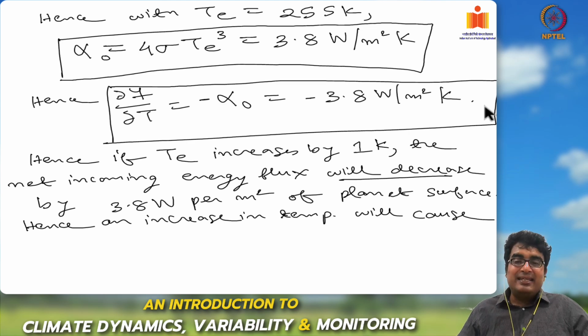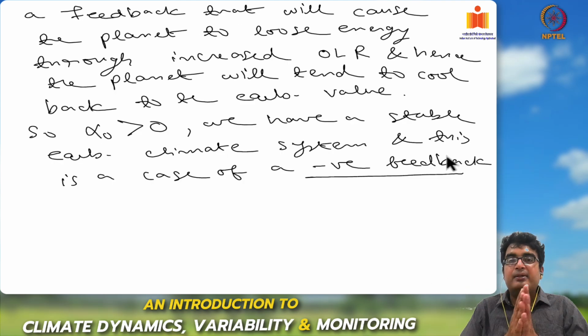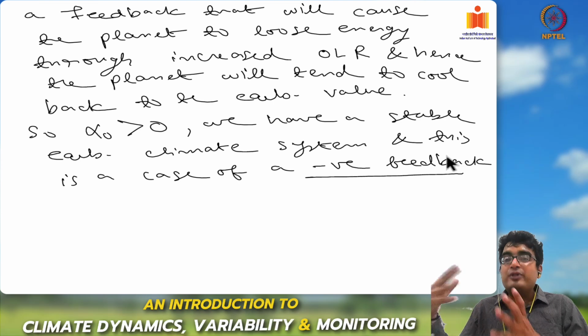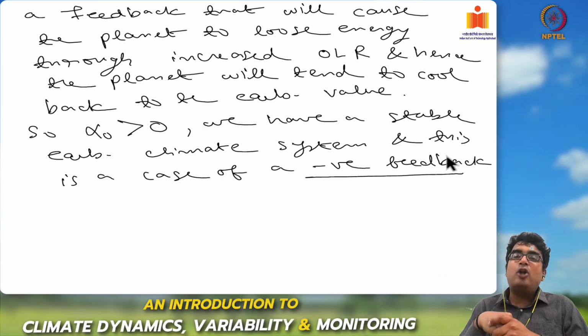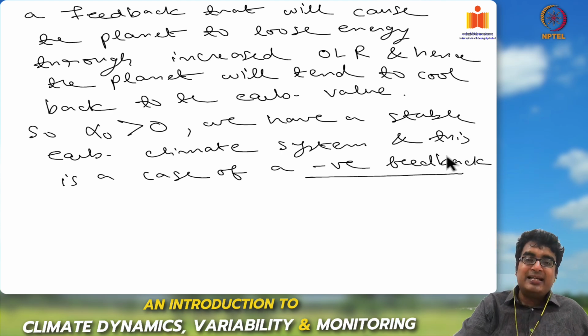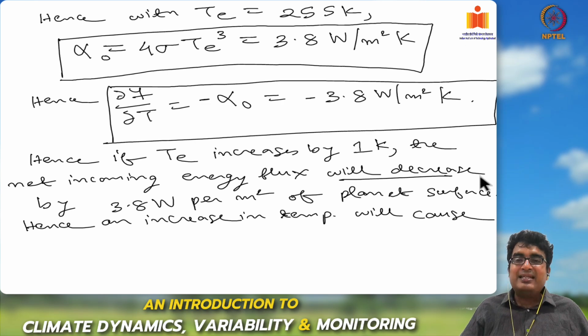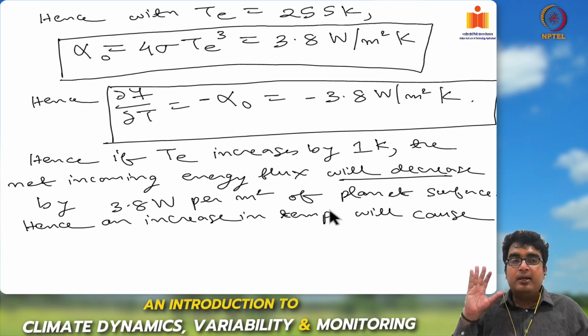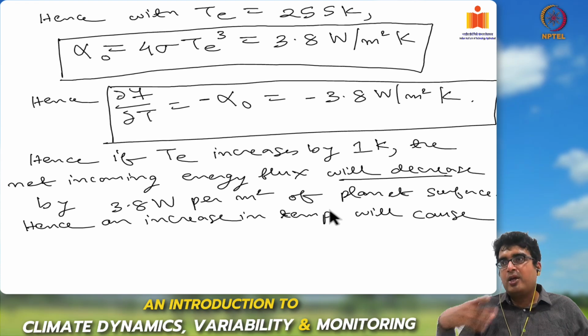And hence, an increase in temperature will cause a feedback that will in turn cause the planet to lose energy through increased outgoing long wave radiation, and hence the planet will tend to cool back to its equilibrium value. So alpha 0 greater than 0 in this case. So we have a stable equilibrium climate system, and this is the case of a negative feedback. So the Planck feedback is a negative feedback parameter. And this is clearly seen in this case specifically for a planet with no atmosphere or no absorbing atmosphere.